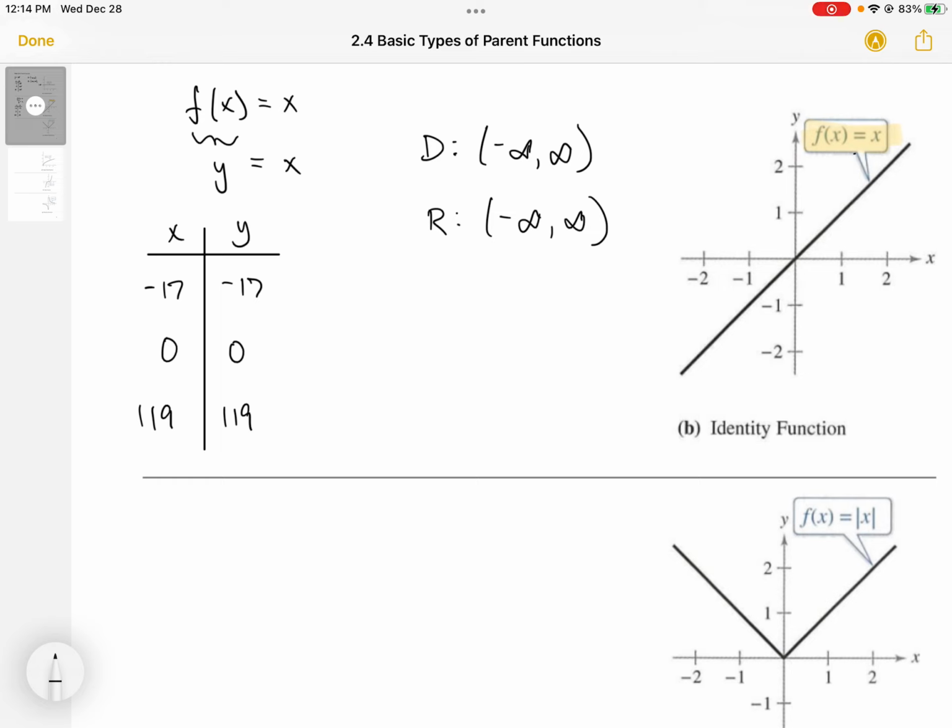Now, there are other characteristics about these functions that we could look at. We could look at if the function is increasing or decreasing. We could look at symmetry. We could look at if the graph is even or odd. In this video, I'm just going to look at the different types of functions, look at tables of values, and look at the domain and range.